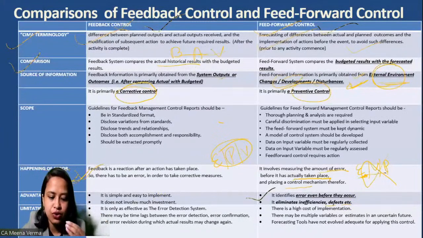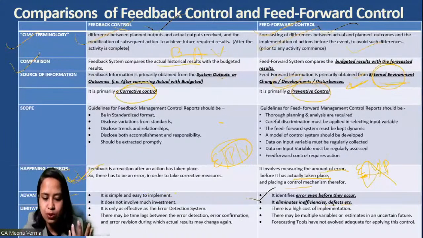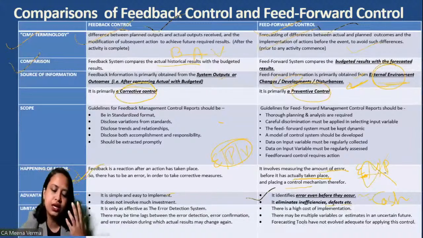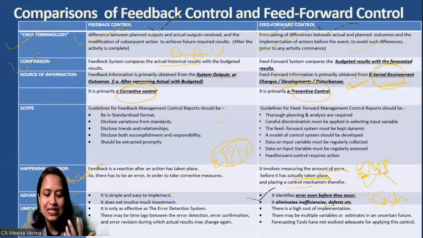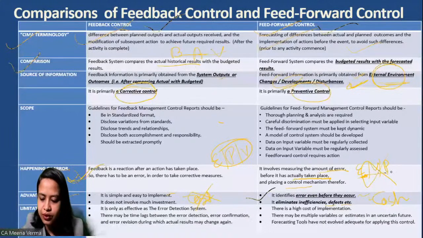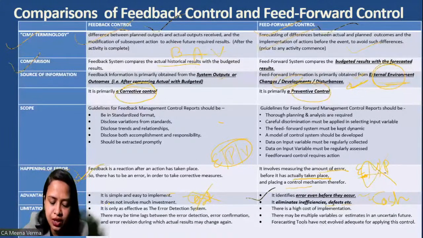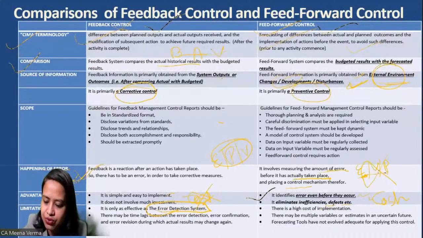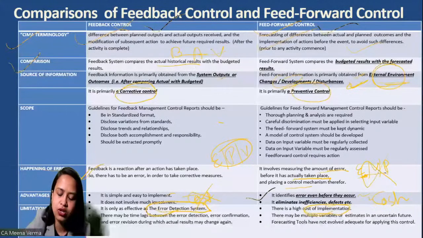And feedback control, what are the advantages? It is easy to implement, since you know that feed forward control is costly to implement. So feedback control is easy and simple to implement, and it does not involve much investment. Not much cost is required here. What are the limitations? It is only effective with the error detection system. And you can see that feed forward is costly. So we have already also discussed this limitation.